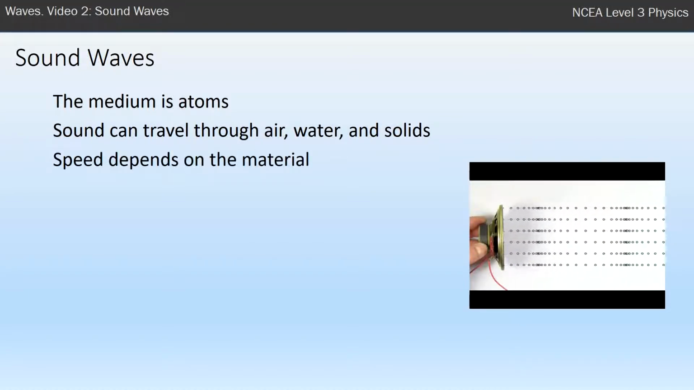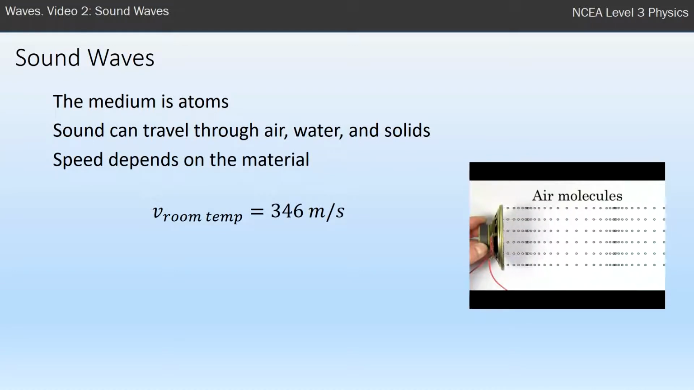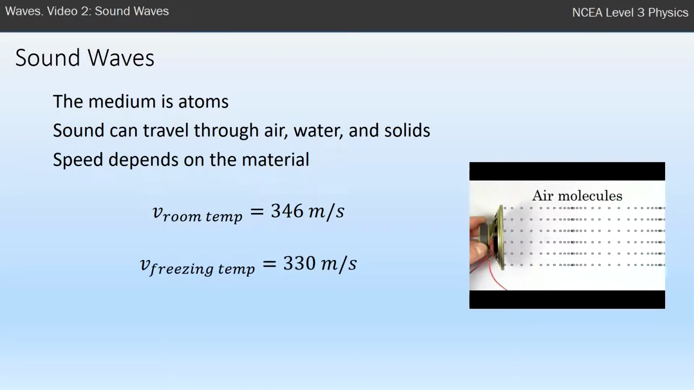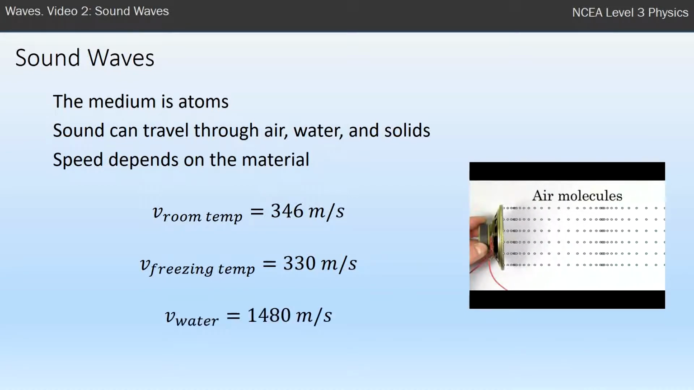So for example, the velocity of sound going through room temperature air is 345, 346 meters a second. Whereas sound going through air at 0 degrees, freezing temperature, is much slower, 330 meters per second. So even going through air at different temperatures gives you a different speed for sound. Going through water, sound travels much, much faster because the atoms are much, much closer together. It goes through at 1400 meters per second.